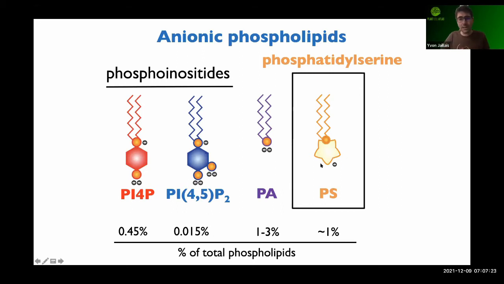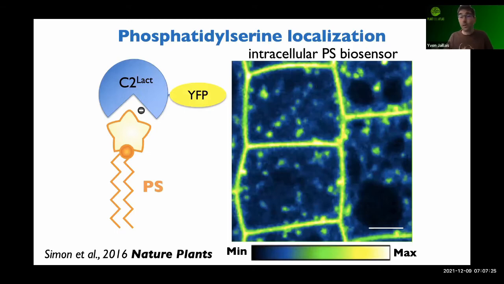So the first thing that we did was to analyze the localization, or the subcellular distribution, of this lipid. And for that, we use a so-called sensor strategy, which is actually very simple. We take a protein domain that specifically binds to, in this case, PS. We fuse it with a fluorescent protein, and then we express this fusion in transgenic plants. The idea behind this is that it's going to be expressed in the cytosol, and then it's going to be targeted to different membranes through the interaction with this cognate lipid, in this case, phosphatidylserine.